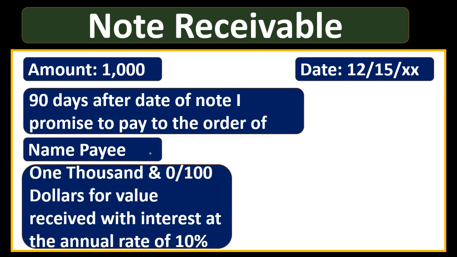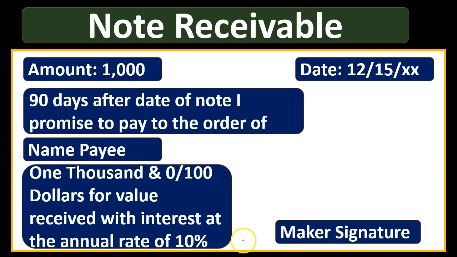Then we're going to have $1,000 no cents for value received with interest at the annual rate of 10%. So in other words, we're typically going to have the principal amount that will be due in some time period, 90 days in this case, from the date of the note to the payee. And then we're going to have the interest rate, in this case being 10%. Then we're going to have the maker of the note's signature here.